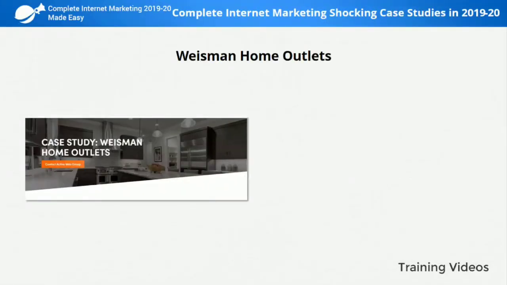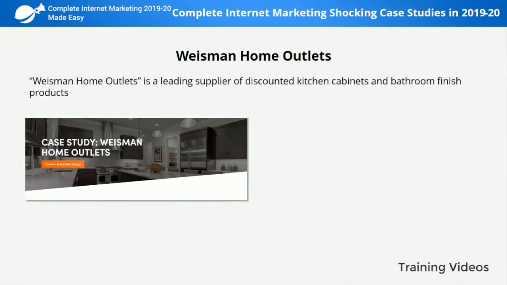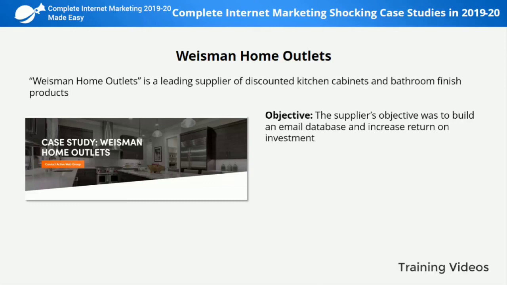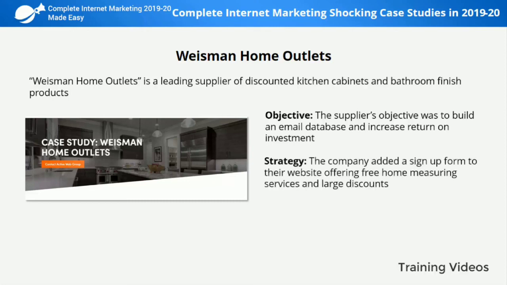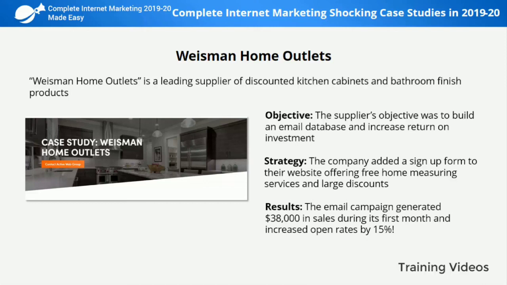Wiseman Home Outlets. Wiseman Home Outlets is a leading supplier of discounted kitchen cabinets and bathroom finished products. Objective. The supplier's objective was to build an email database and increase return on investment. Strategy. The company added a sign-up form to their website offering free home measuring services and large discounts. Results? The email campaign generated $38,000 in sales during its first month and increased open rates by 15%.